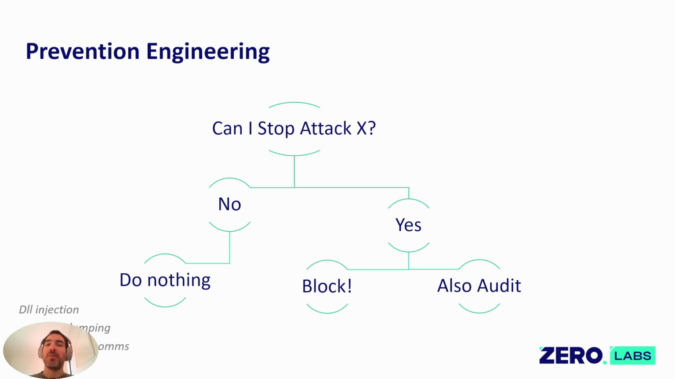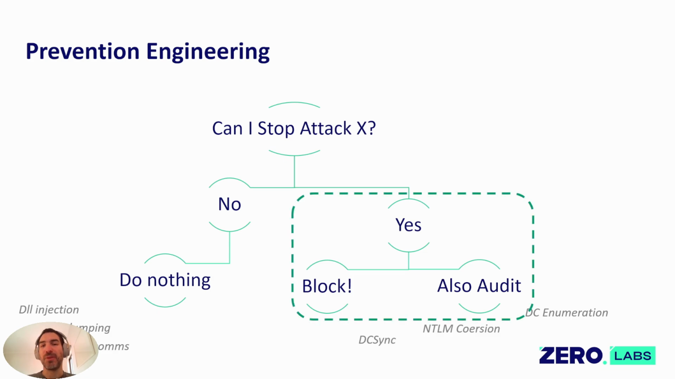But if the answer is yes, maybe there are attacks that you can block, and some of those we just saw in the demo, like disenumeration, various coercion attacks, dissync, and so on and so forth. If you can block them, then it's worth the time, it's worth the effort, so you should go ahead and block them, and very importantly, also create an audit trace that will help you pinpoint who did what and help you further isolate this attack. And this is, in a nutshell, prevention engineering. So focusing on prevention, blocking and auditing, and not on simply detecting attacks after the fact.